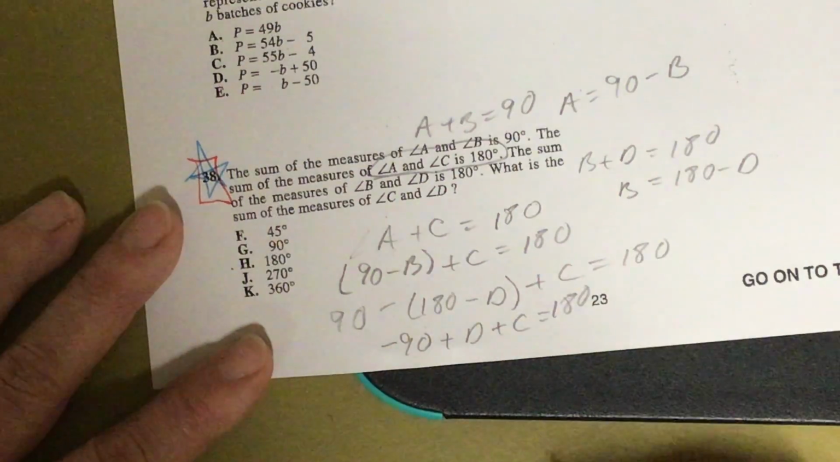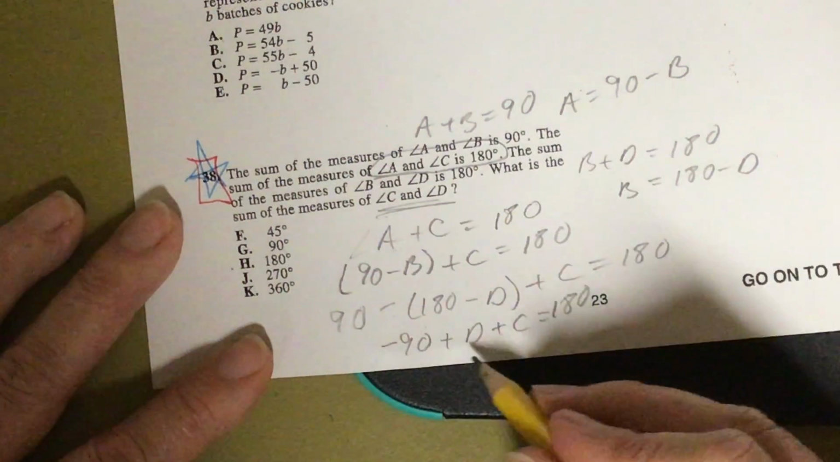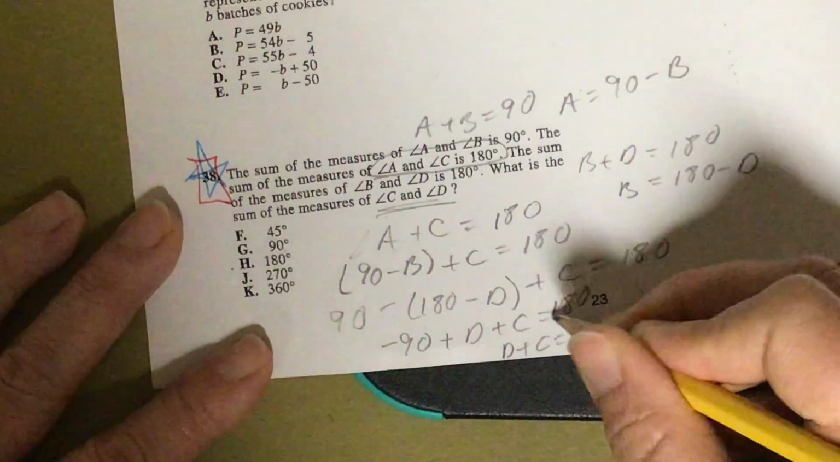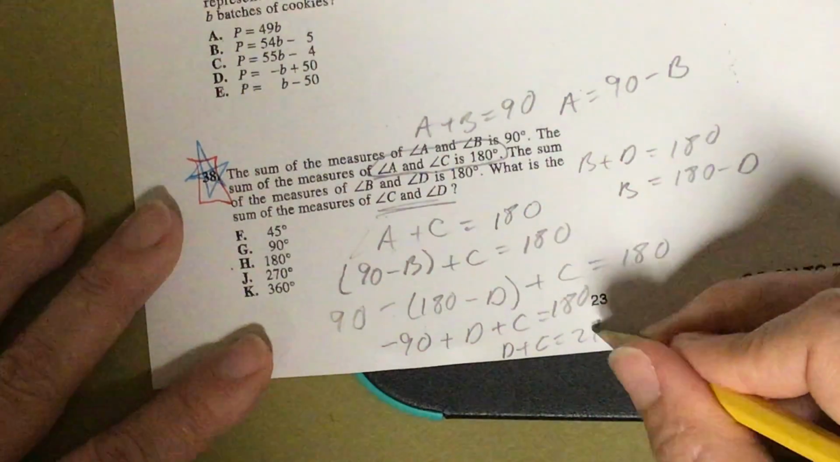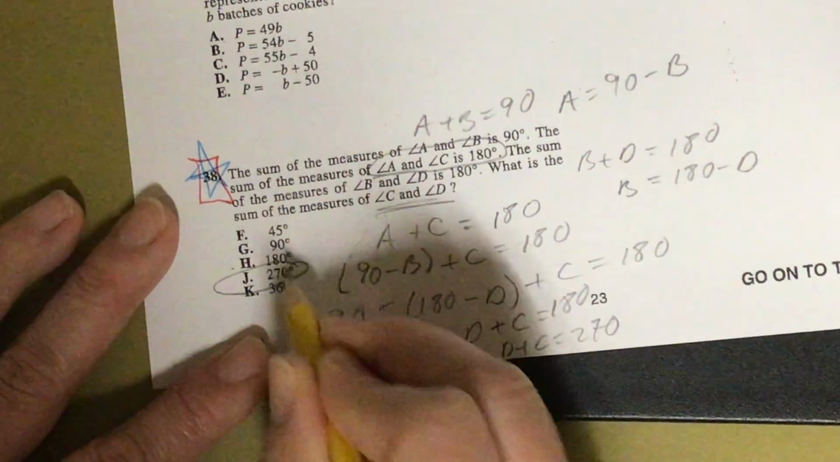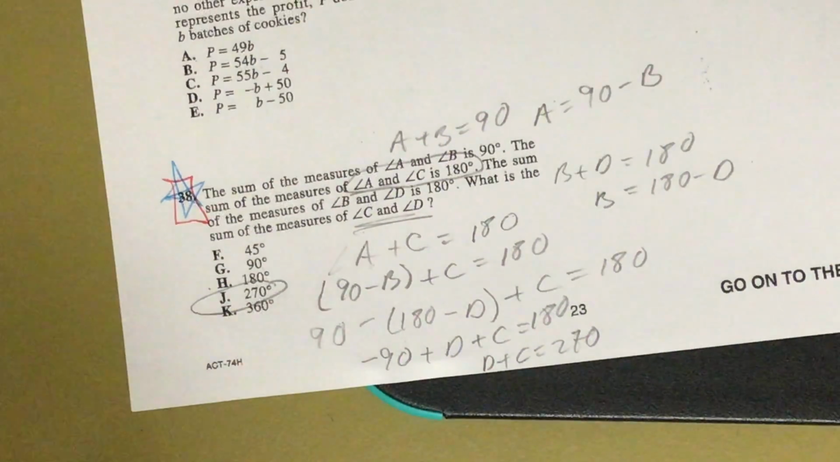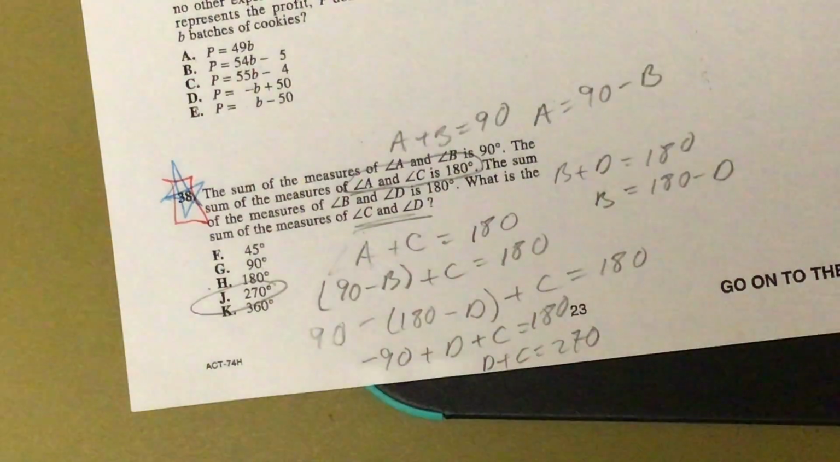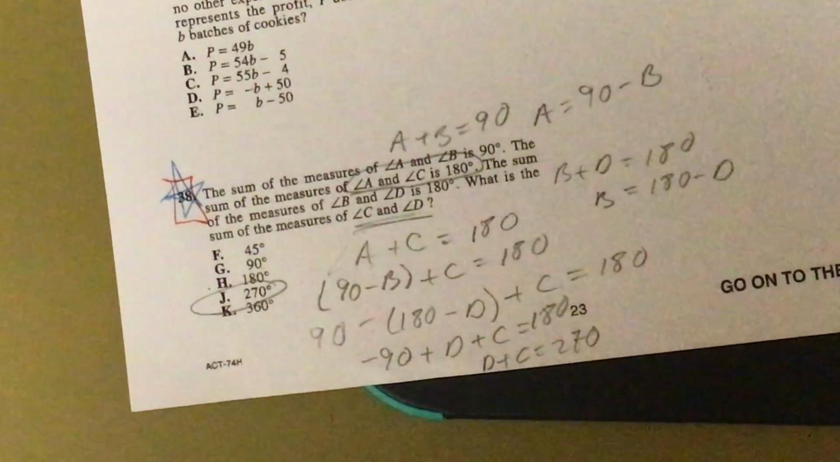I'm almost to where I want because I just want C and D. So I'm going to move the 90 over. And D plus C, if I move the 90 over, would be 270. And I've got my answer. So feel free to play around. That's not the only way. You may have gotten there a faster way than what I did. But I wanted you to see one method of solving it.